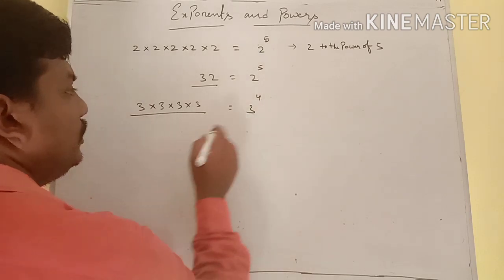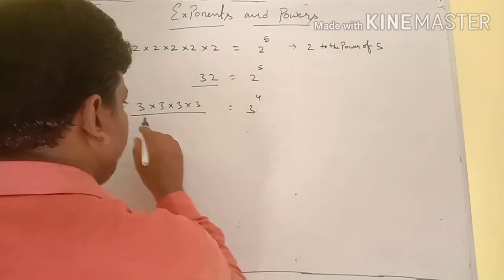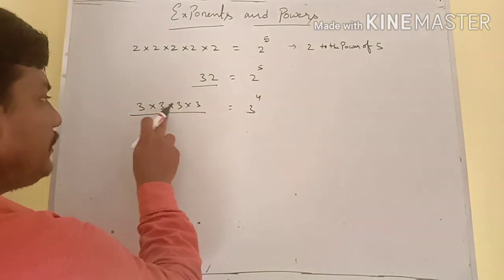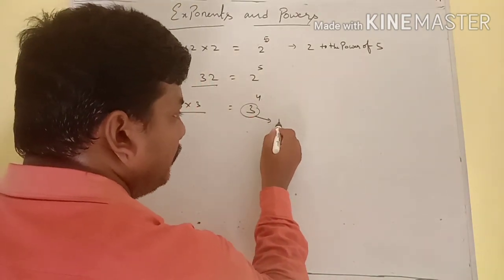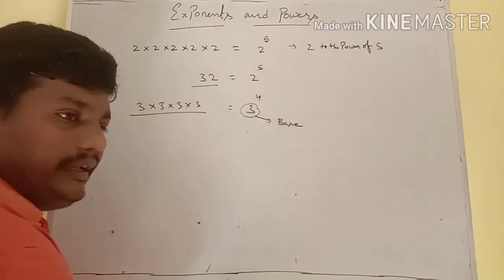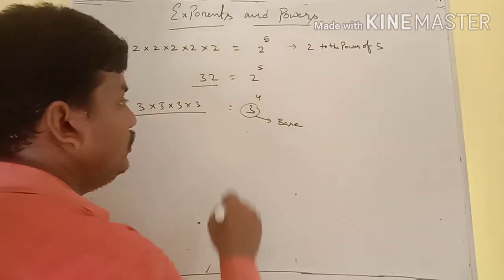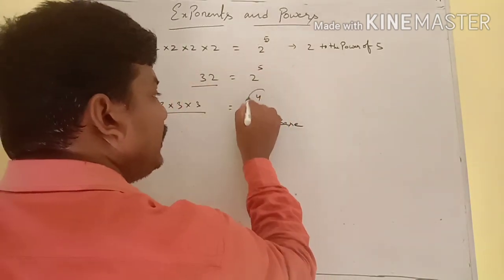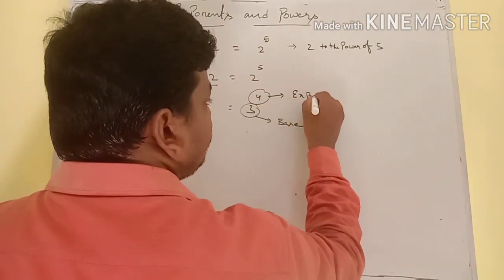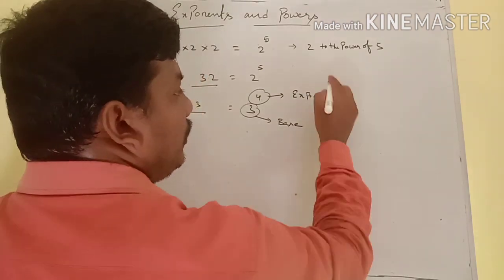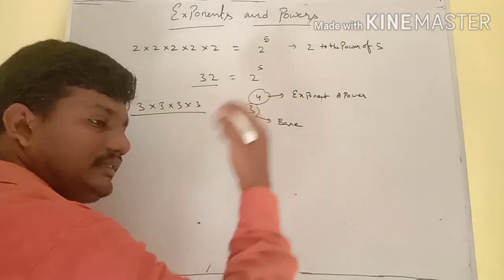So in this case, which number is repeatedly multiplied here? 3 is repeatedly multiplied. Hence 3 is known as the base. A number which is repeatedly multiplied is the base. How many times is it repeated? The number of times of repeated multiplication is the exponent, or power, or index also.